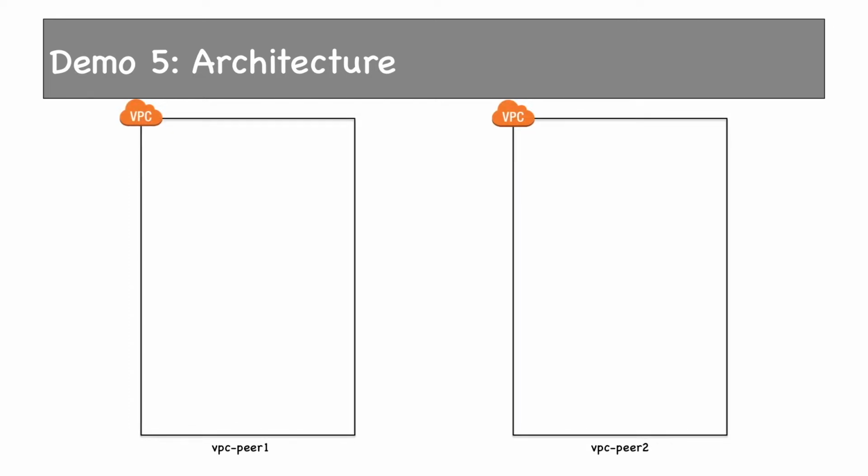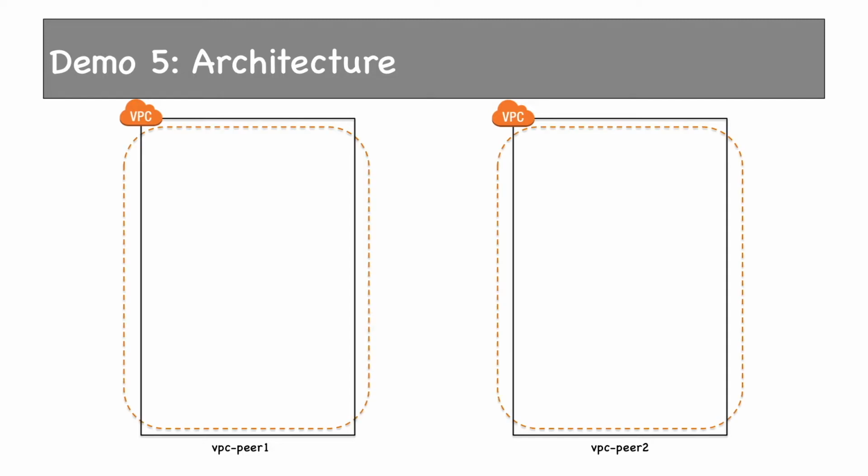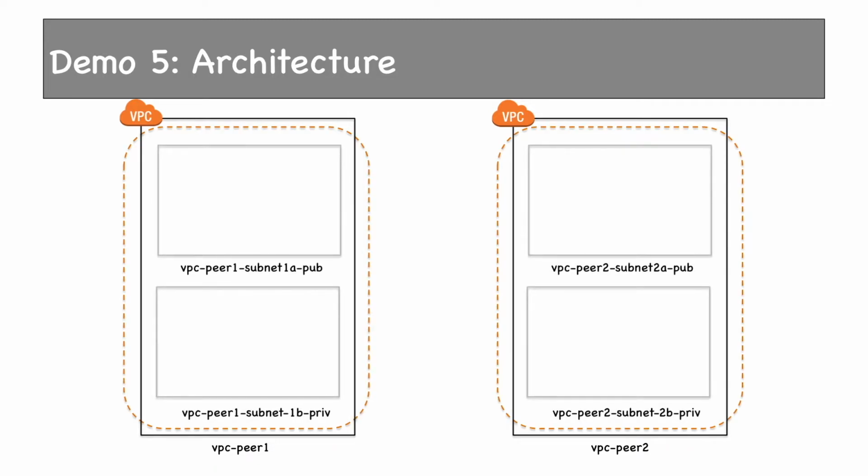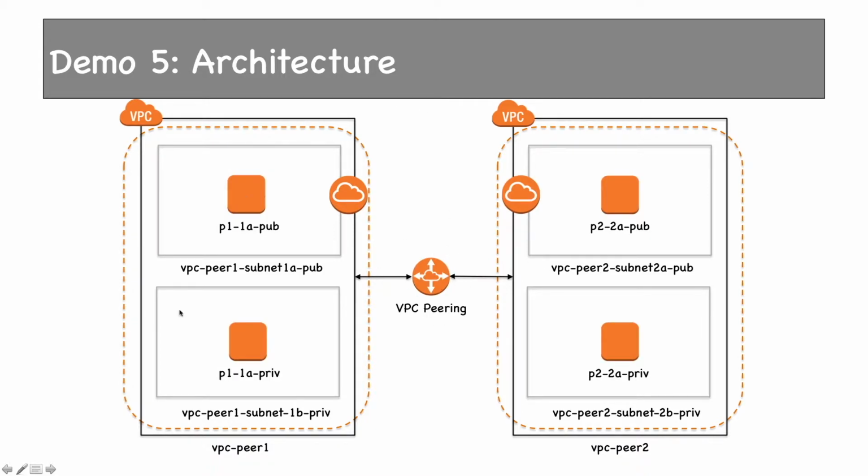This will be the architecture of our demonstration. We'll have two VPCs in two different regions, VPC peer 1 and VPC peer 2. In a single AZ, we'll create two subnets in both the VPCs. We'll have internet gateway attached in the public subnets. We'll create a VPC peering connection between them. We'll launch 4 EC2 instances, one in each of the subnets.